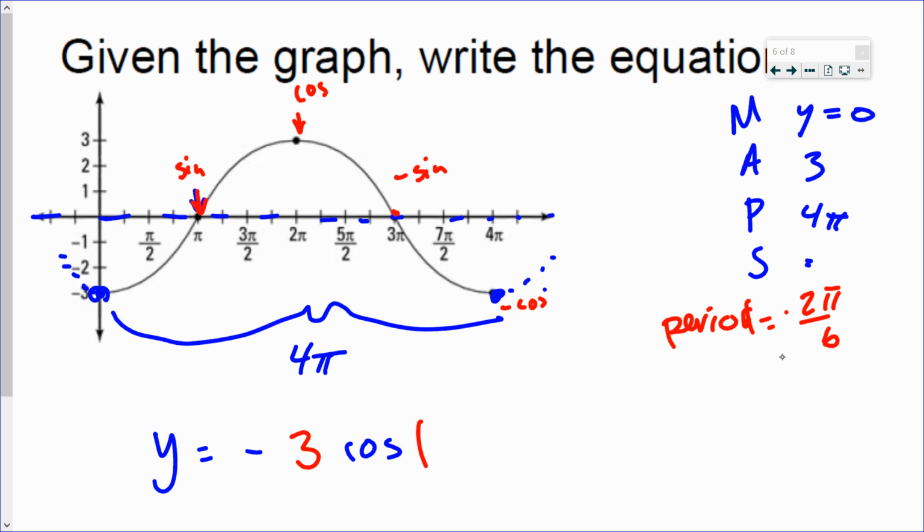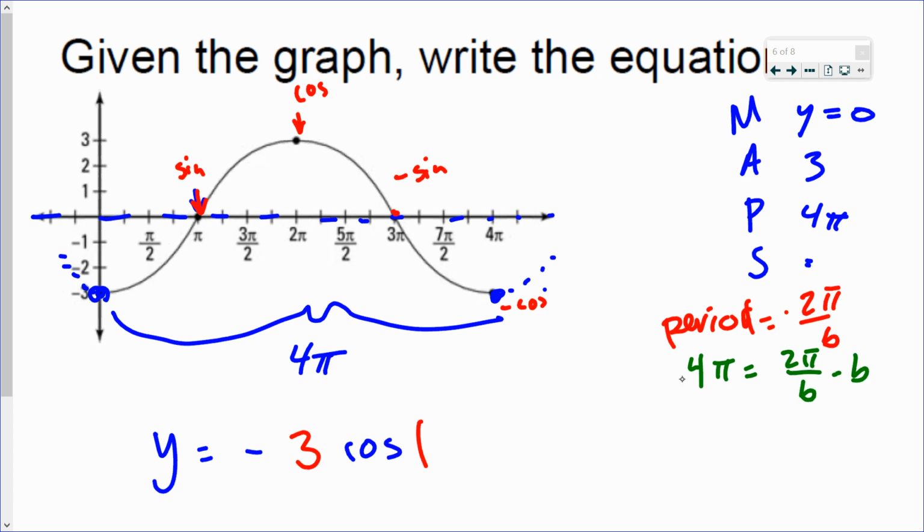Thinking ahead here. A lot of times we give you the b and you have to calculate the period. Now we give you the period, but a little algebra will help us. So I get 4 pi equals 2 pi over b.